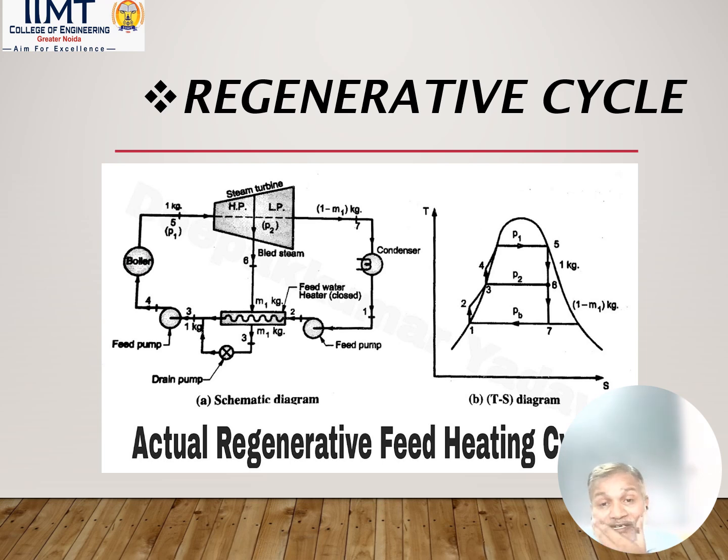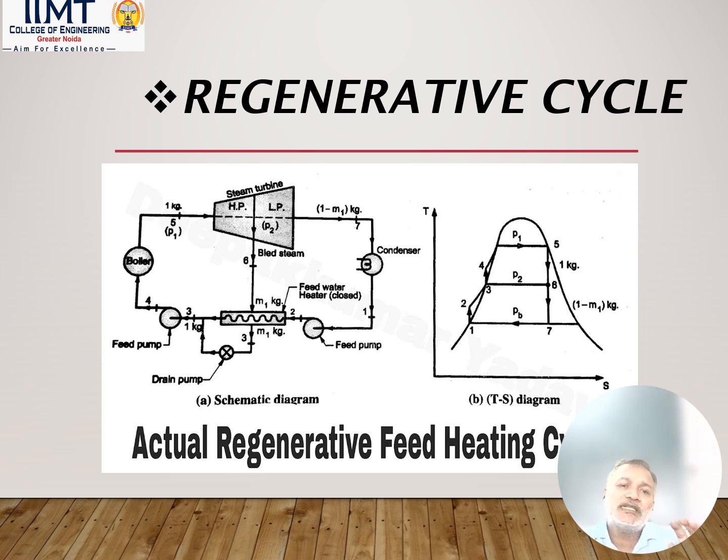So the work developed will be H5 minus H6, plus here in the lower section, or the low pressure turbine from pressure P2 to P3, the expansion takes place of 1 minus m1 kg. So work done will be 1 minus m1 kg into H6 minus H7. In the simple Rankine cycle, it would simply be H6 minus H7. So H6 minus H7 into m1 kg of work is lost. So we will get somewhat less work, but the efficiency will be higher.